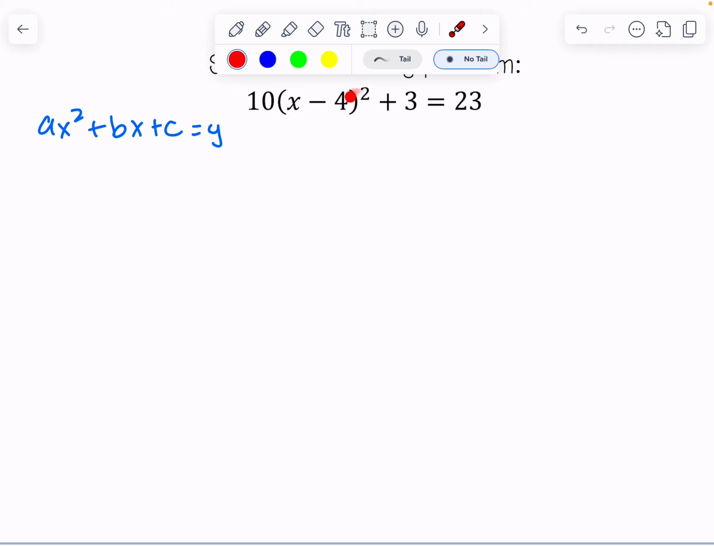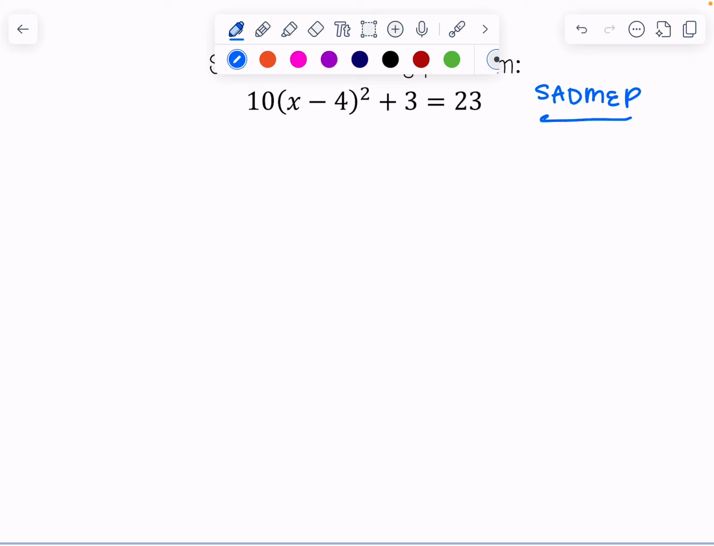and so it is something squared. So this is either vertex form or it's been given to us via completing the square. We're just going to follow our normal rules for solving, which is SADMAP. SADMAP is our opposite order of operations. So solving goes this way.